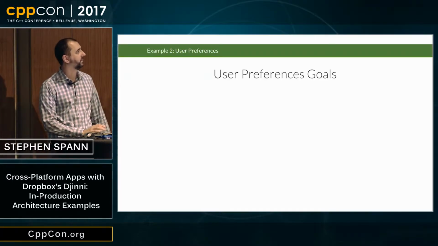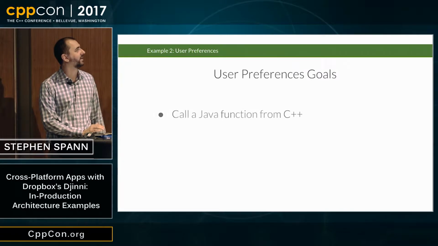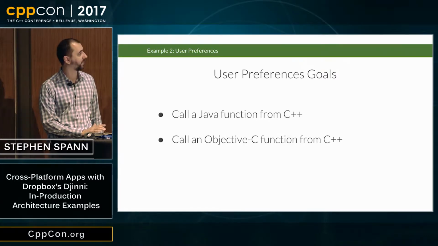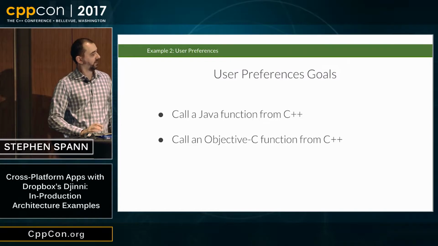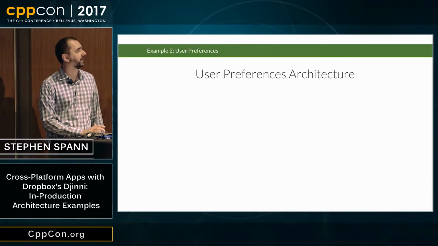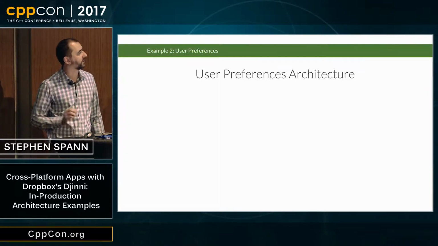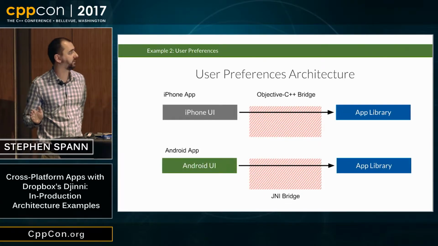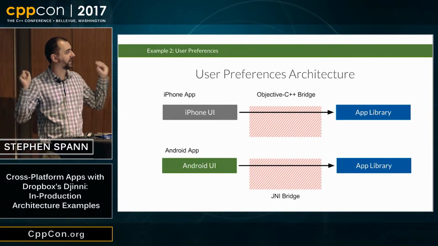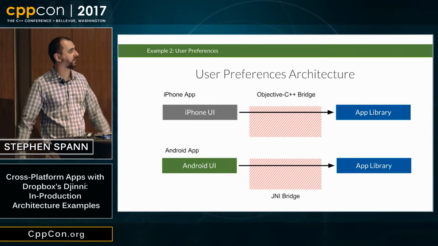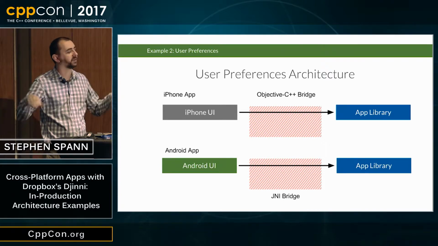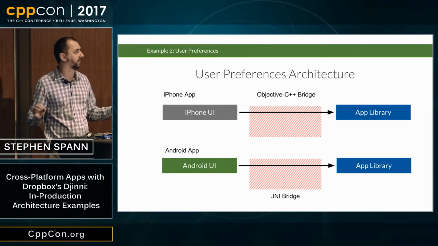So, recap. Call a Java function from C++. Call an Objective-C function from C++. So what's that going to look like? It starts out pretty similar to our hello world. The UI passes through the bridge and calls or instantiates the C++ class, that kind of thing.